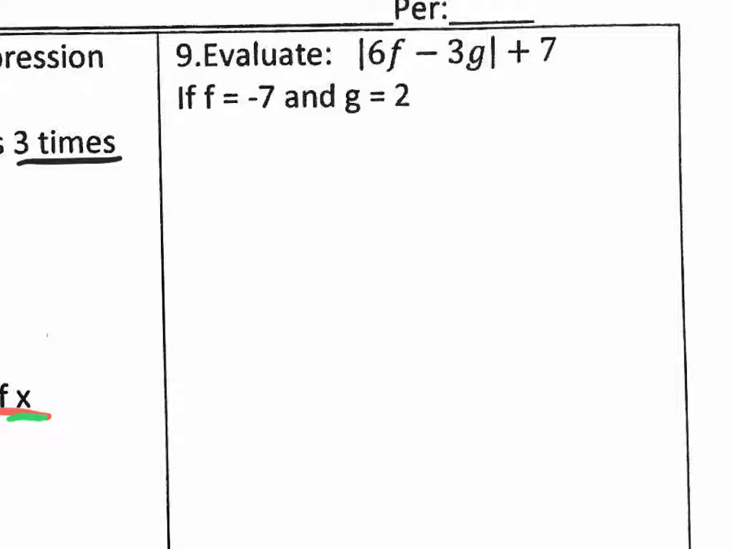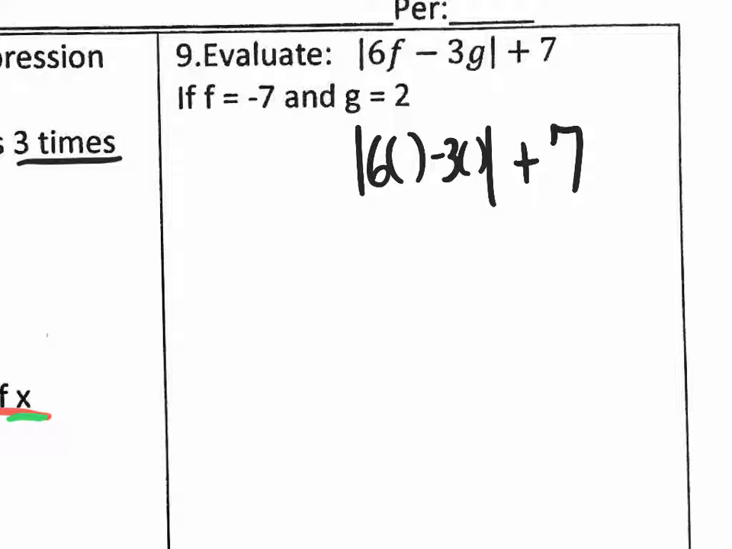You plug in, right? So let's first start by rewriting everything exactly the way it is. So notice I have a 6 times f, but I want to put 6 times parentheses. Then minus 3 times g, minus 3 times parentheses. And then I'm going to plug in my f value of negative 7. So negative 7 goes right in there. And I'm going to plug my g value of 2 right into the g position, which is 2 right there.